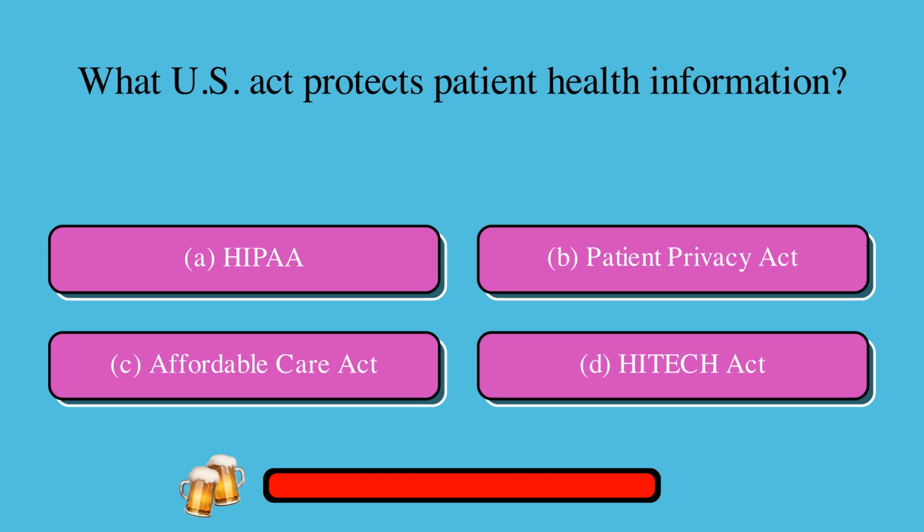Here's some privacy in healthcare trivia. What U.S. Act protects patient health information? A. HIPAA, or B. Patient Privacy Act, or C. Affordable Care Act, or D. HITECH Act? The correct answer is A. HIPAA.